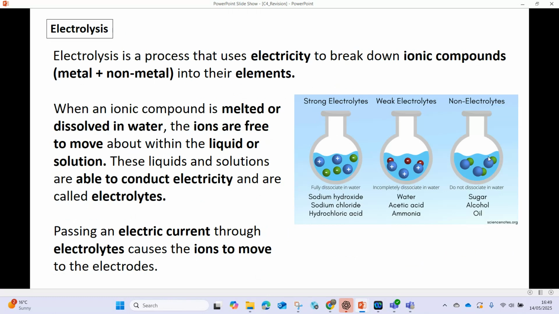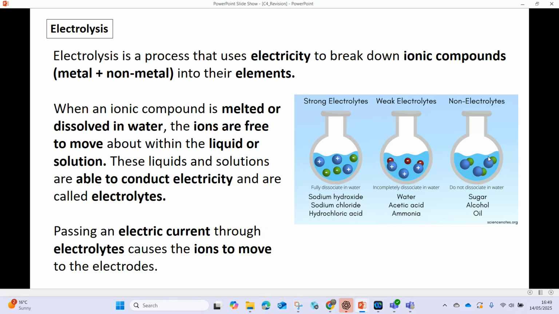Now, the last section which uses all of this knowledge together is about electrolysis. And electrolysis is the process that uses electricity to break down ionic compounds, which are basically a metal and a non-metal, into their elements. And there are different ways that we can do this.